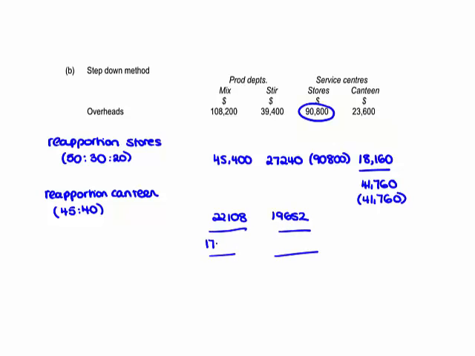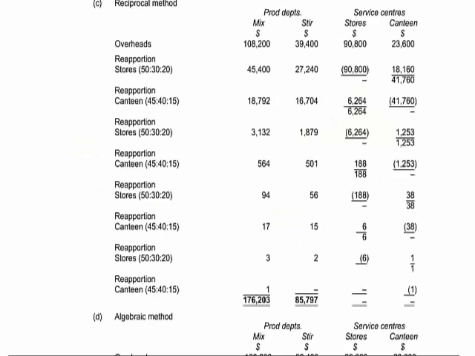So we're going to end up with 175,708 in the mixing department and 86,292 in the stirring department. And as before, we've got nothing in either of the two service departments, because remember, our objective is to get the overheads into the departments through which units actually flow, so the production departments. When it comes to using the reciprocal method, there are two approaches that we can use. And in C, we're going to see the repeated distribution, and D, the algebraic method.